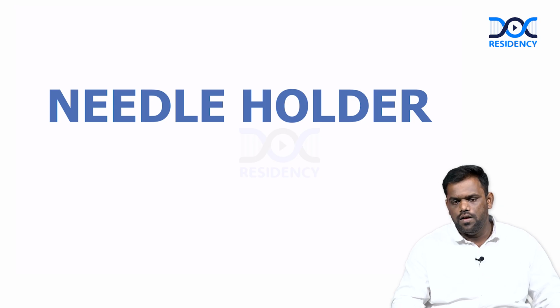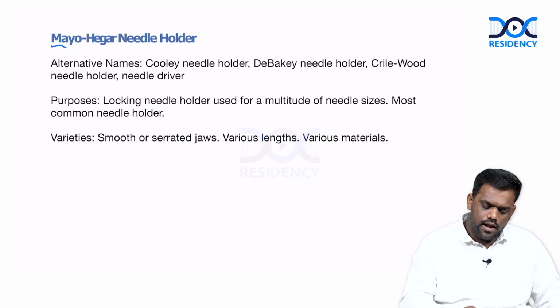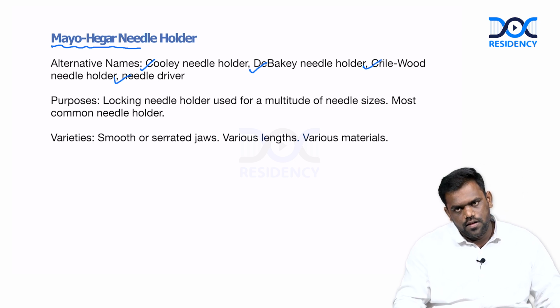Next, see about the needle holders. It's a routine needle holder. The name is Mayo-Hegar needle holder. The other names are Cooley needle holder, DeBakey needle holder, Crile-Wood needle holder, and needle driver. So various names are there. Its common name is Mayo-Hegar needle holder.